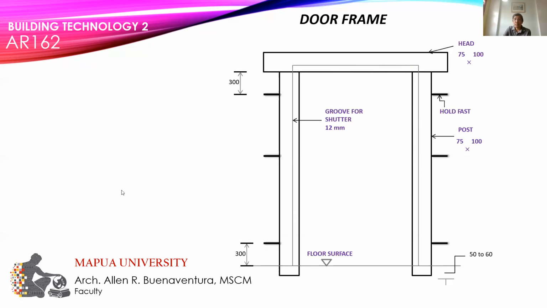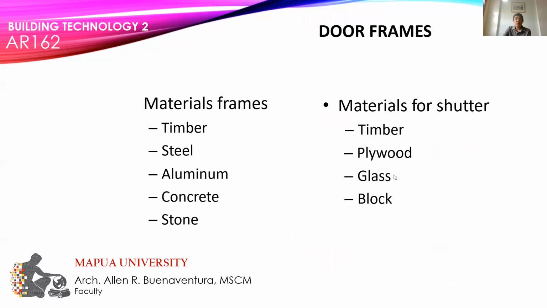Okay, so this is the floor surface. Sometimes it is embedded in the floor, maybe about 2 inches or 3 inches embedded into the floor surface. So what are the different types of door frame? Door frames are made of timber, steel, aluminum, concrete, or stone. Materials for the shutter can also be timber, plywood, glass, or block. So these are the different materials you use for the door frame.